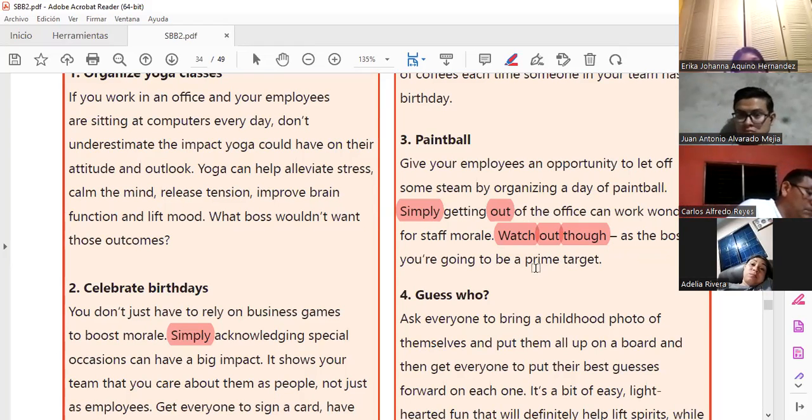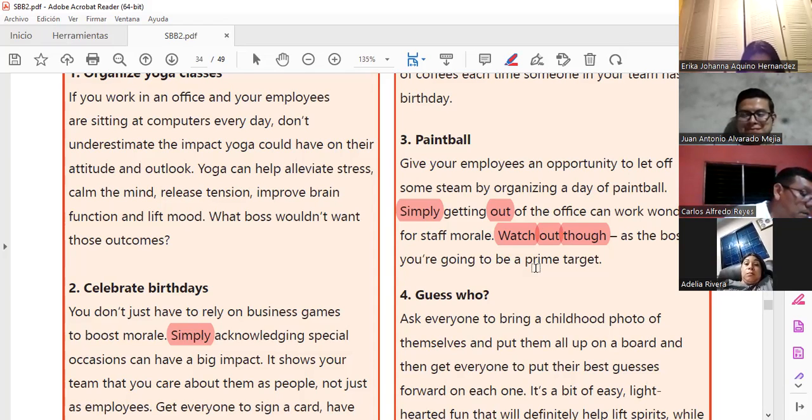Watch out, though. Imagínese que su jefe se porte bien mal con usted y el fin de semana van a jugar paintball. ¿A quién cree que va a estar tirando? Ya se imagina, ¿no? Entonces, si usted es el jefe y van a jugar paintball, escóndase. Porque usted va a ser el que van a buscar, ¿eh, Juan?